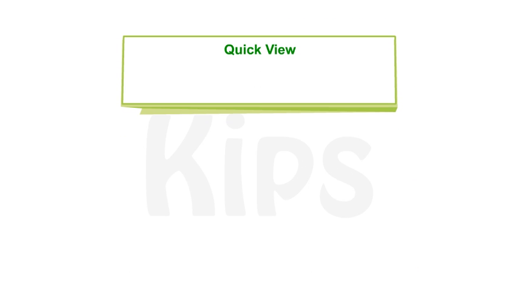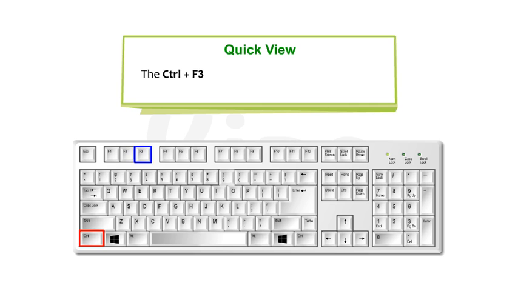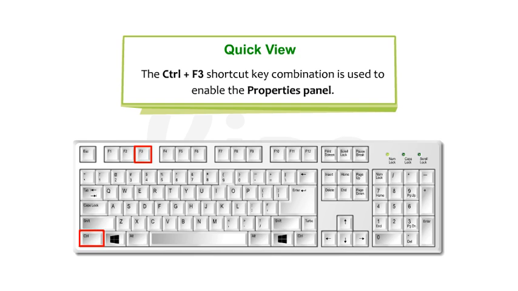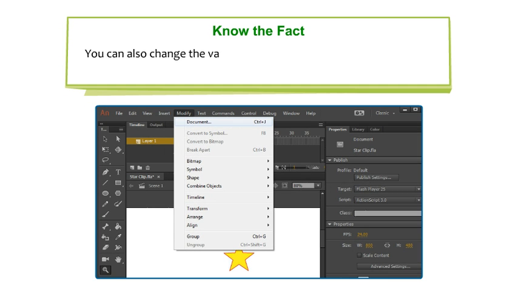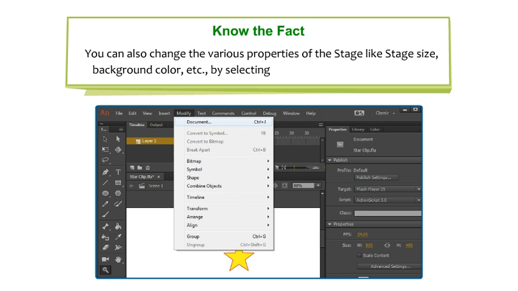Let's take a quick view. The Ctrl plus F3 shortcut key combination is used to enable the Properties panel. Know the fact. You can also change the various properties of the stage like stage size, background color, etc. by selecting Modify, then going to Document option.